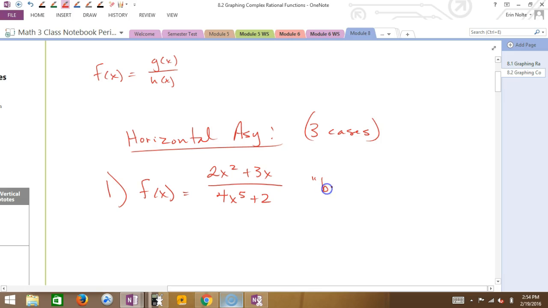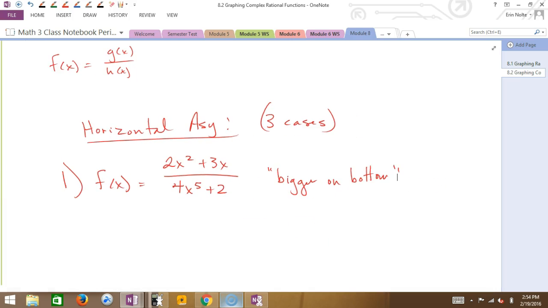Okay, so I'm going to say this is bigger on bottom. Okay, whenever the polynomial is bigger on the bottom, there is a horizontal asymptote always at y equals 0.